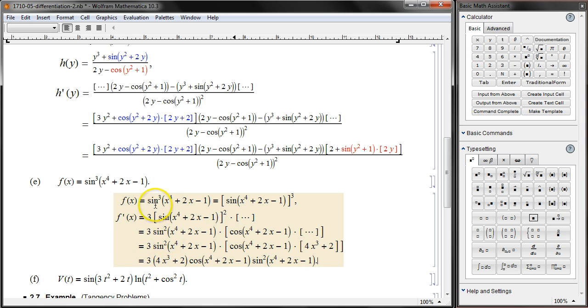You have sine cubed going down to sine squared because of the outer function, the third power function. Sine becomes cosine, which comes from the middle, and all the way inside, x to the fourth power plus 2x minus 1 becomes 4x cubed plus 2. So we have 3 functions combined, so we need 2 chain rules. As a result, we have 1, 2, 3 factors multiplied. That's how this thing works.